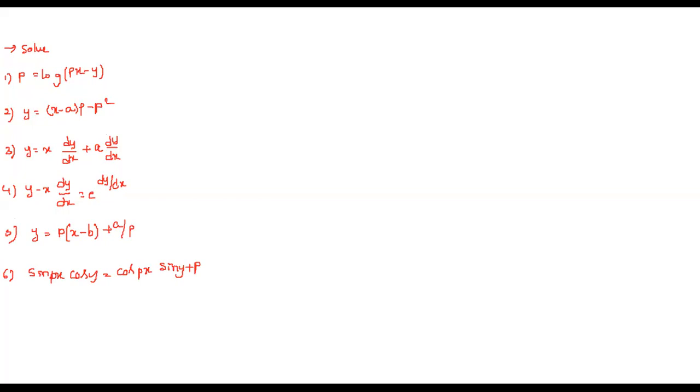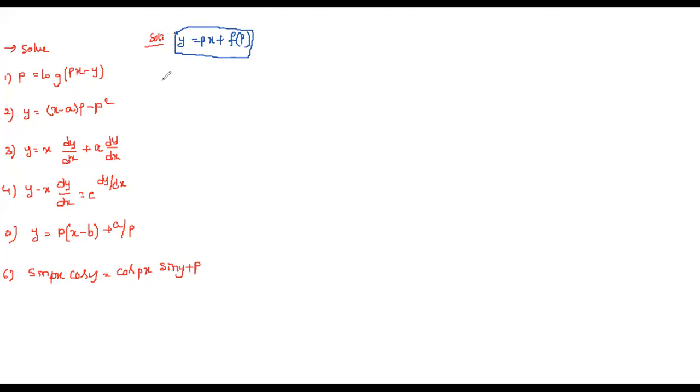So here it is: p is equal to log(px minus y), y is equal to (x minus a) into (p minus p square), and y is equal to x into this one. Now you can write the solutions for all those things. So small short answer type this is. First, what is the intention? We need to convert the given problems into y is equal to px plus f of p, right? This is only we require. So some function px plus some function in terms of p.